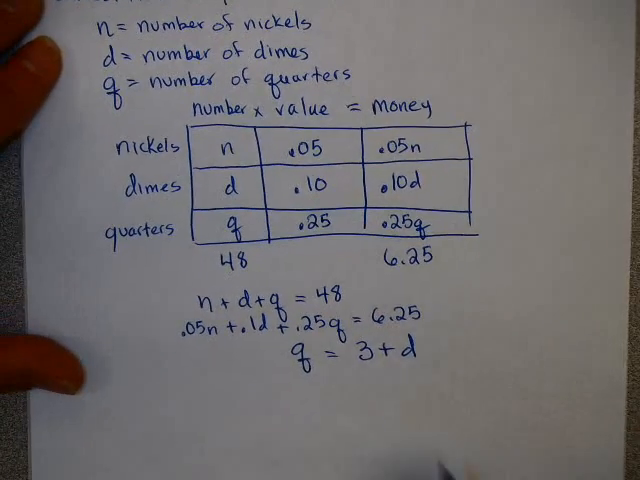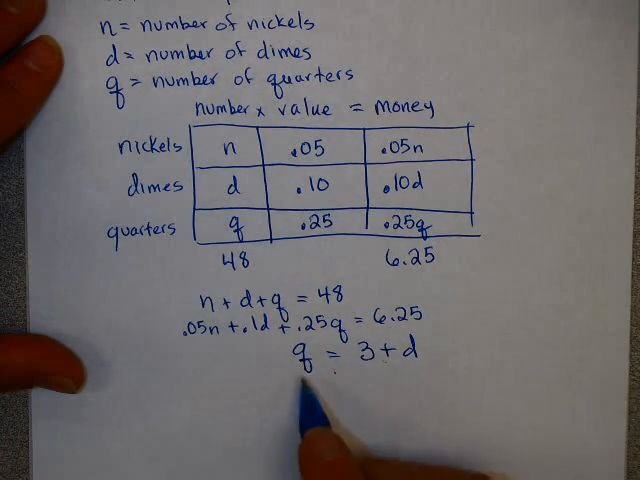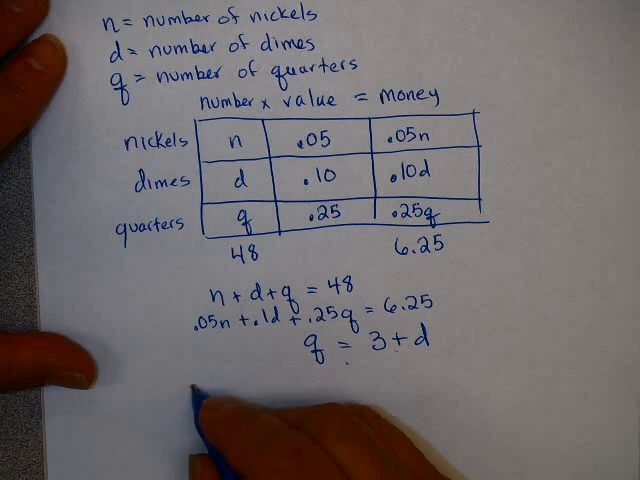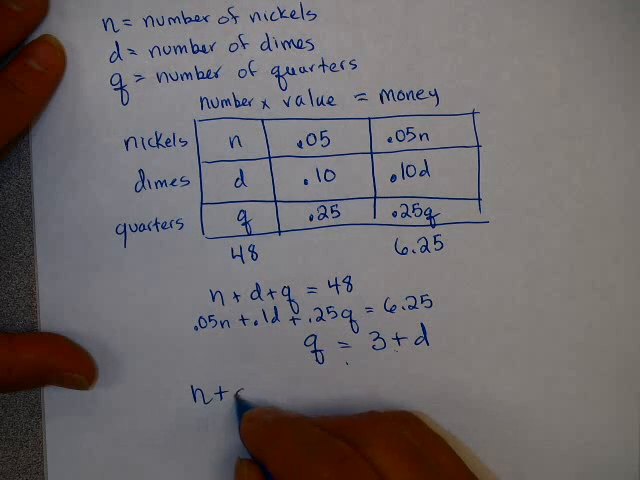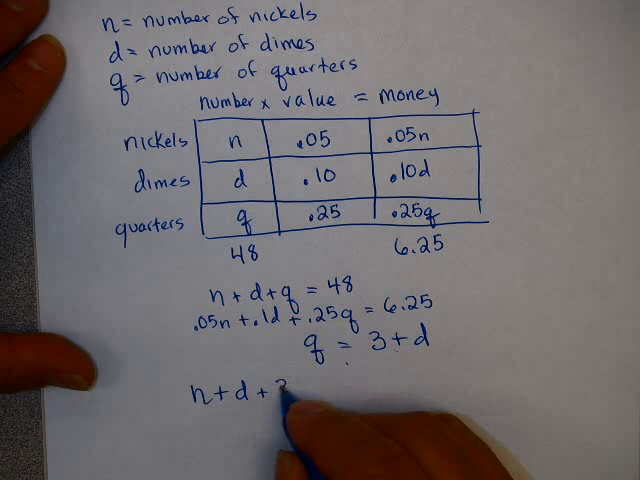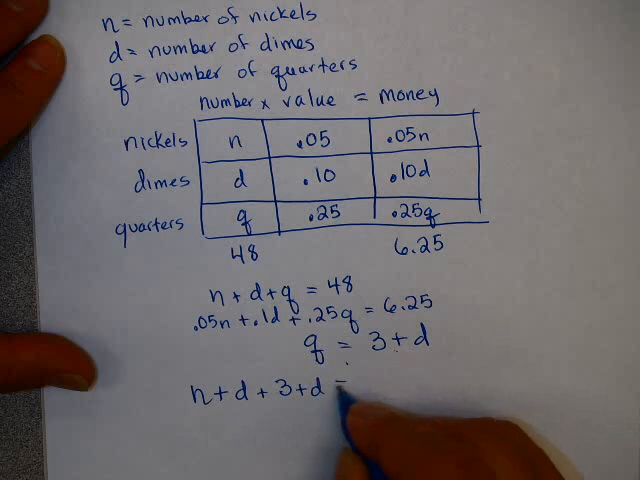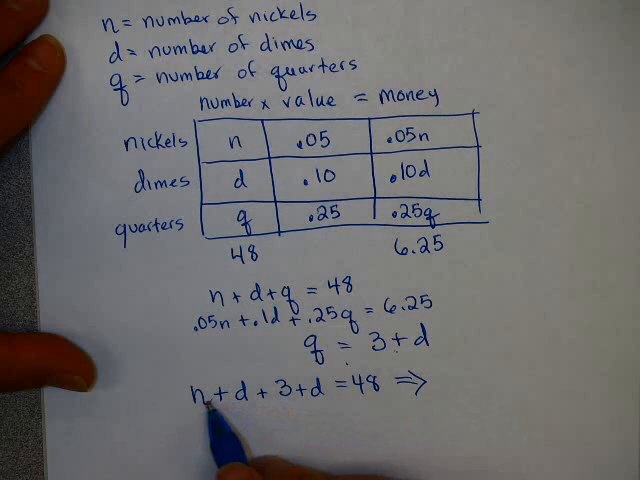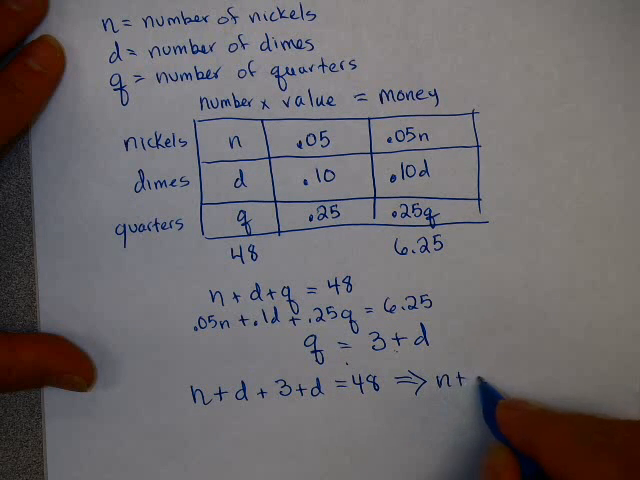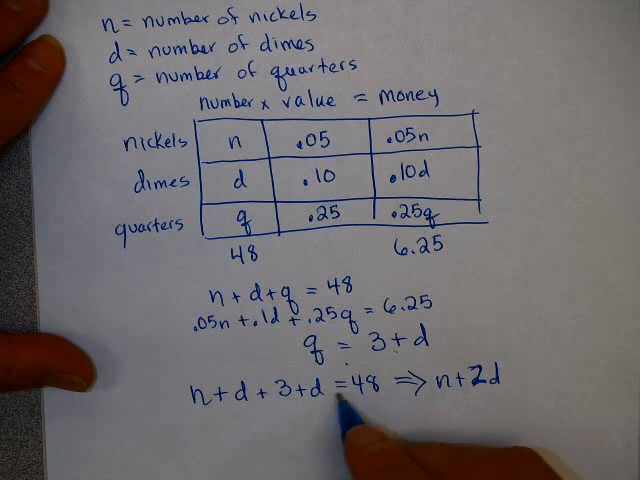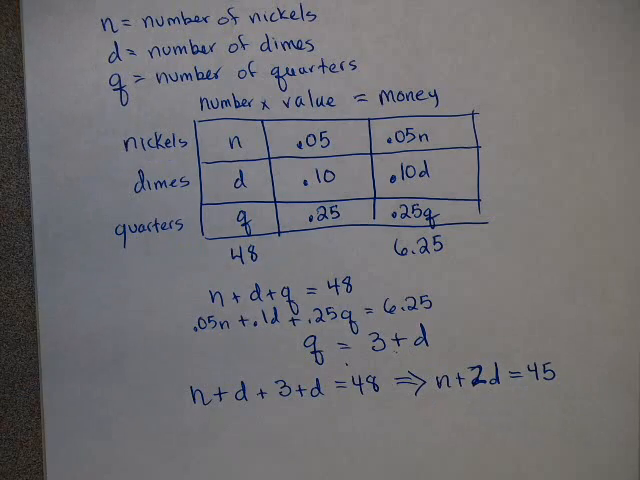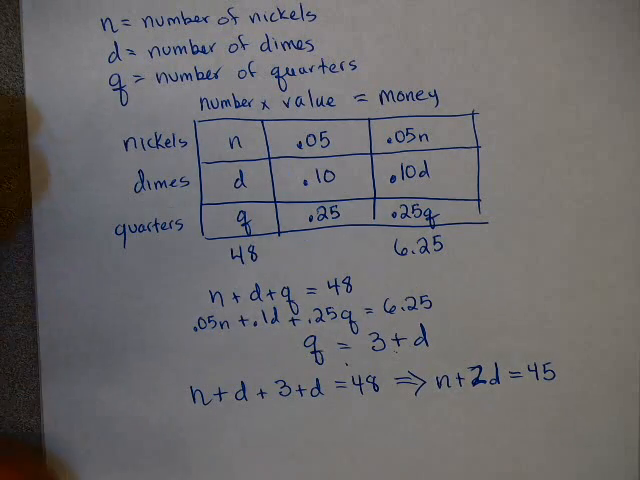So let's go ahead and solve this again. I already have Q isolated, so I'm going to use that to help me with my equations. So my first one is N plus D plus Q, but instead of Q, I'm going to write 3 plus D equals 48. Doing the arithmetic here, I have N plus 2D plus 3 equals 48, or N plus 2D equals 45. So there's my next equation.